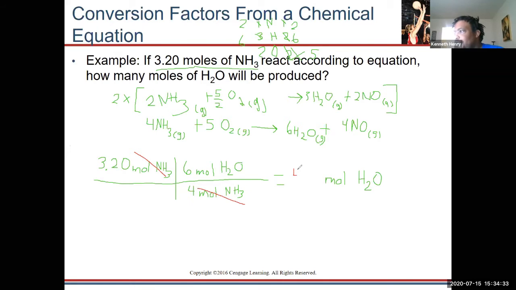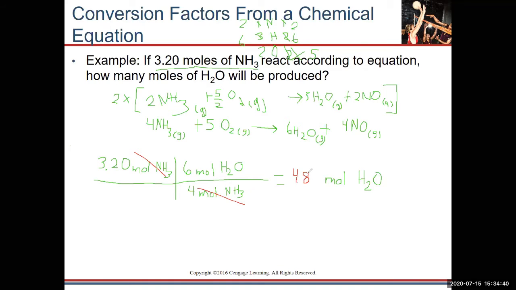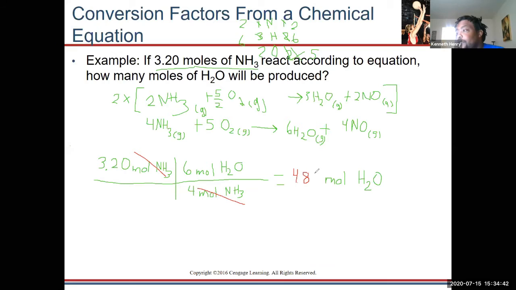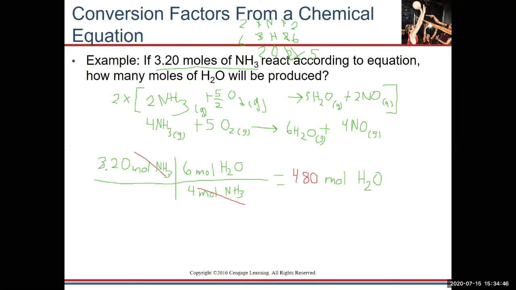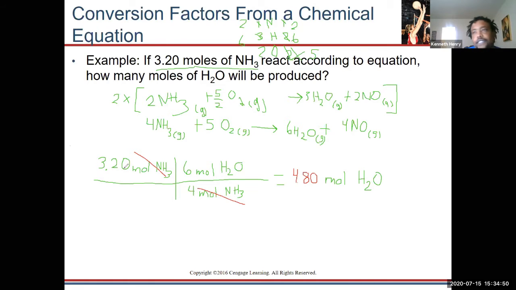How many sig figs? Two. Are you sure? 3. Because 1, 2, 3. Remember that the 0 counts.